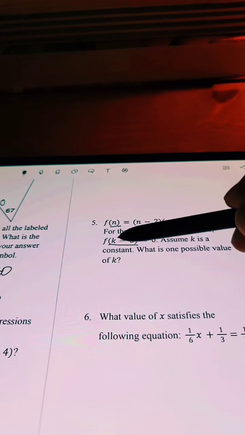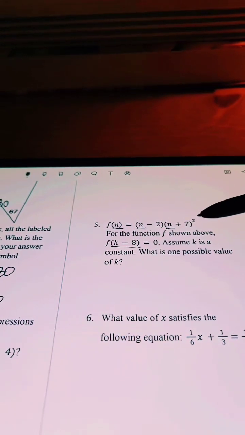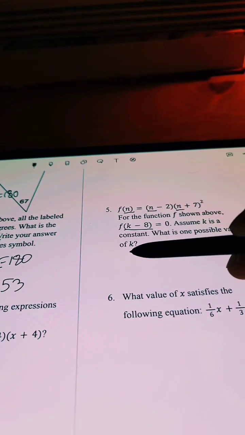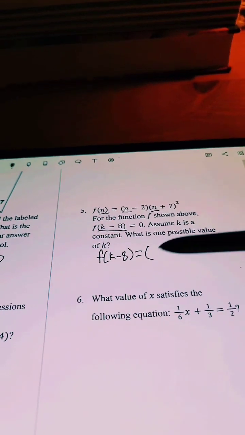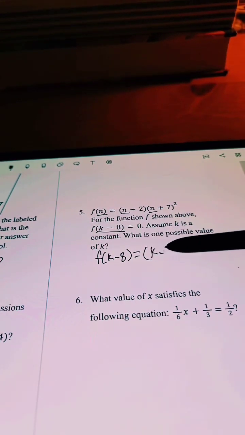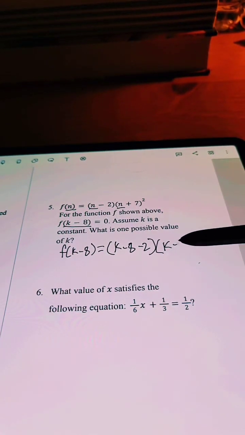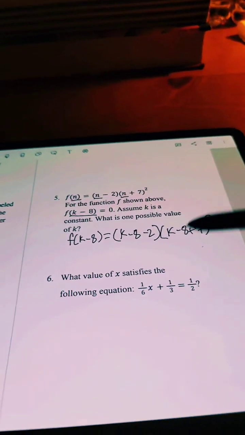So k minus 8 needs to replace every single n value up here. So that's what I'm going to do. Everywhere I see an n, I'm going to write k minus 8. So then I'm going to say f of k minus 8 is equal to, and then instead of n, I'm going to put k minus 8, and then copy over that minus 2. Over here for n, again, I'm going to put k minus 8, and then plus 7 squared right there.